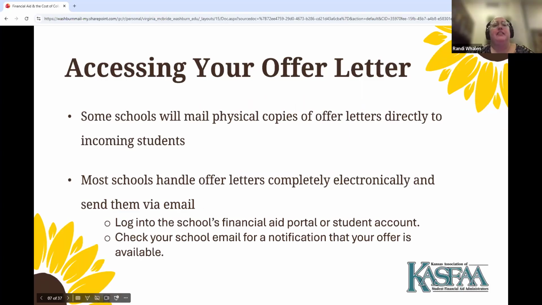Accessing your offer letter. Some schools will mail physical copies of offer letters directly to incoming students. Most schools handle offer letters completely electronically and send them via email. Log into the school's financial aid portal or student account. Check your school email for a notification that your offer is available.